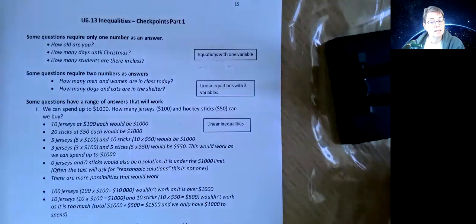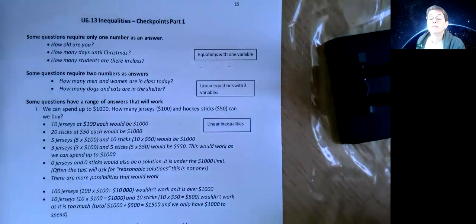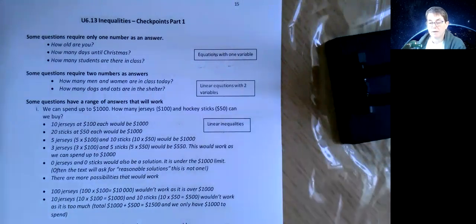We're still working on linear inequalities, and we're starting a new little piece that we need to know before we start to do the entire question. So this part's about checkpoints, and it's pretty text heavy, so I'm going to explain a lot, and then I think the next video is where you get to practice.